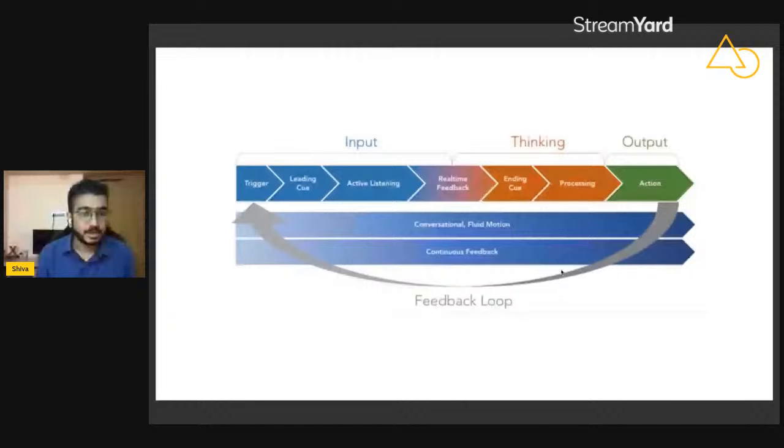The leading queue is a symbol by which the user understands that the system is ready to listen to you, or that the system is listening to your utterances. It displays that queue. It also turns on its active listening. So at that stage, the system is actually ready for you to speak to it.